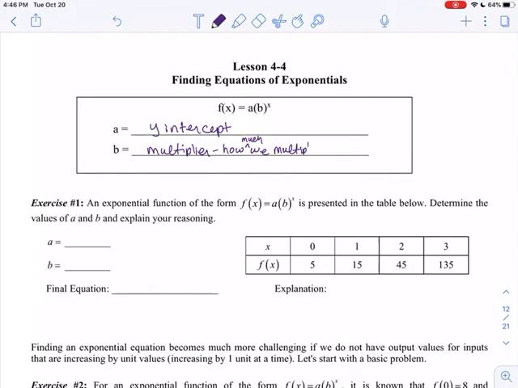How much we multiply when x increases 1 unit.